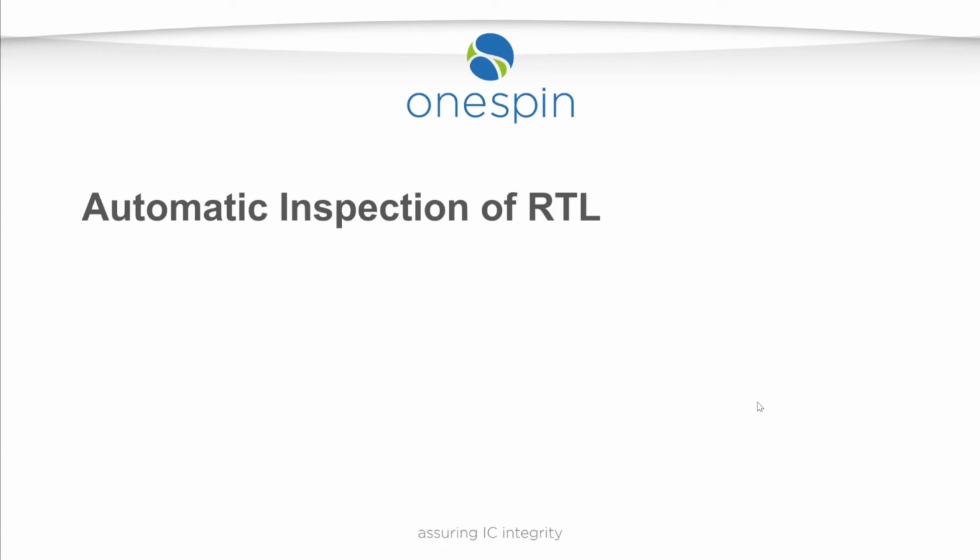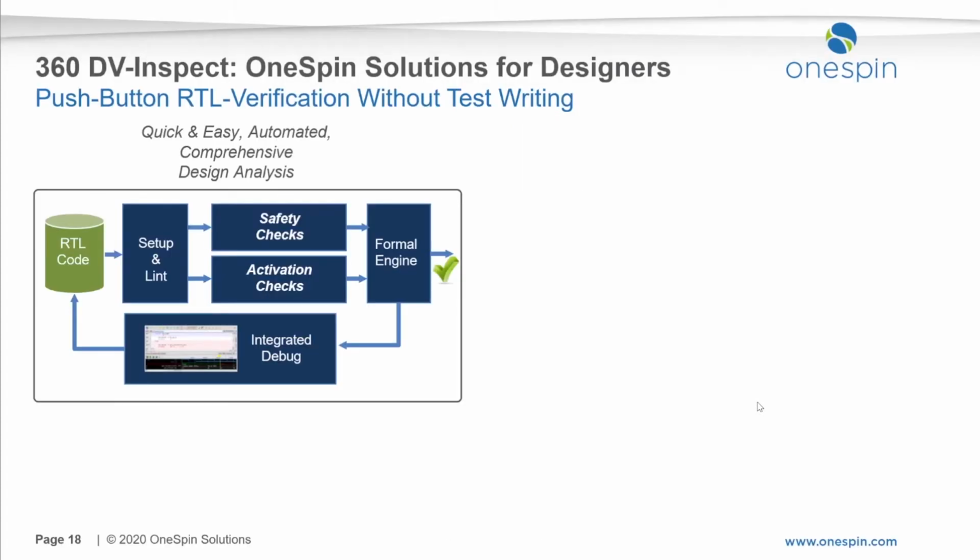So what am I going to propose to you to resolve this? Well, I'm going to propose automatic inspection of RTL. This means that you will be able to read your RTL code into the OneSpin tool, do a quick setup, and then you will be met with a range of safety and activation checks, what we call auto checks, that utilize the formal engines, which means the tool will generate stimuli automatically, which you can then debug interactively on the code.